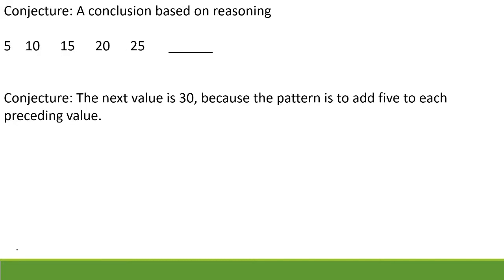Now, the result you get, like that 25 before, is called a conjecture. So a conjecture is the result or the conclusion you reach based on your reasoning. So again, here, same pattern. If we do plus 5, plus 5, plus 5, plus 5, we can make a conjecture that the next number is probably going to be 30, because once again, we're just adding 5 each time. So the conjecture is the conclusion you come to after you've done your reasoning, essentially.